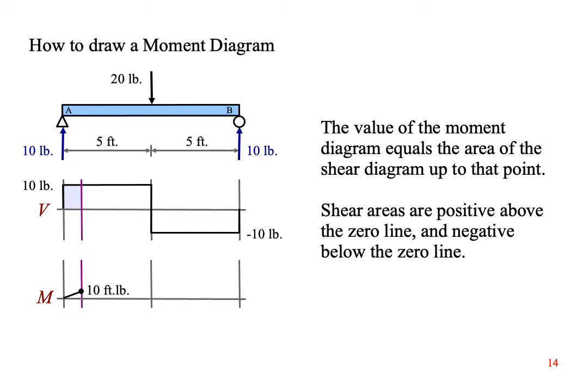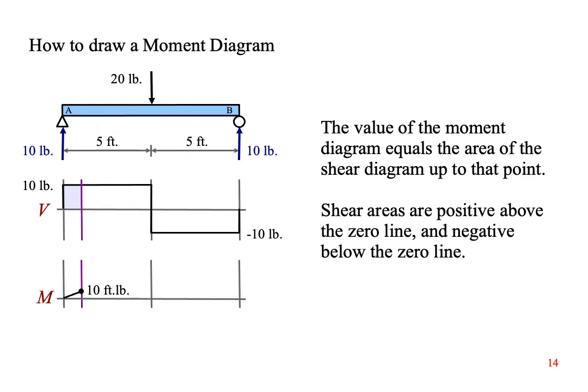The next step is to draw moment diagrams. We need moment diagrams to figure out the bending stresses in beams. Here's the key. The value of the moment diagram equals the area of the shear diagram up to that point. The area of the shear diagram is positive if it's above 0 and negative if it's below 0. First, draw construction lines below the shear diagram wherever the shear diagram changes its value.